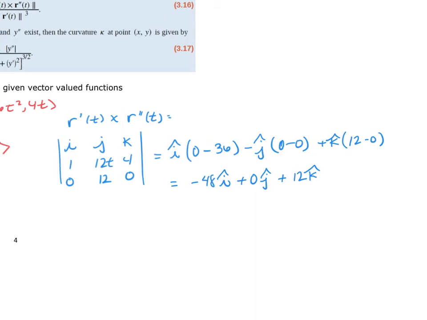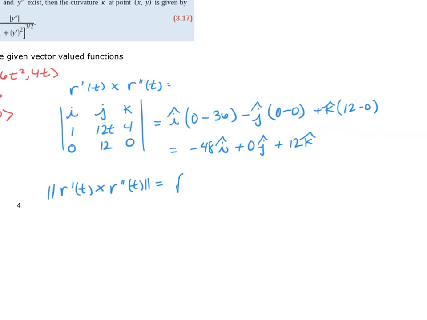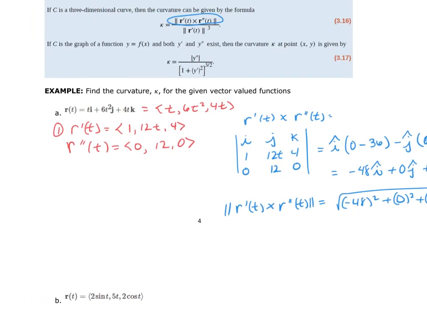Okay, so now I have to find the modulus of this. So I'm going to do the modulus of r prime of t crossed with r double prime of t, which is going to give me the square root of negative 48, the quantity squared, plus 0 squared, which doesn't give me anything, plus 12 squared. And this is going to end up giving me 12 root 17. That's what it simplifies to. Okay, so we found the numerator. It took all of that time.